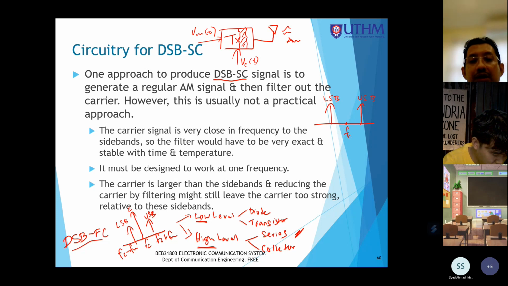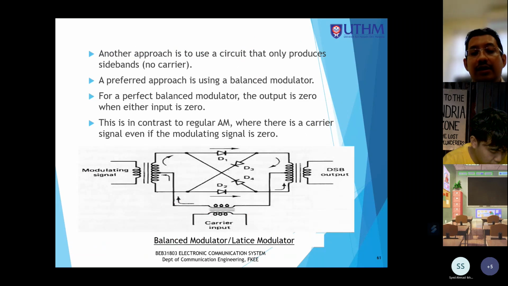Okay, so untuk menghasilkan double sideband suppressed carrier, antara modulator yang ditunjukkan di sini adalah balance modulator ataupun dipanggil lattice modulator. Dan ini pun telah saya terangkan last week yang mana dia terdiri daripada dua transformer di sini. Kalau you lihat T1 dan juga T2, so two transformers, and another one here is the third transformer over here.